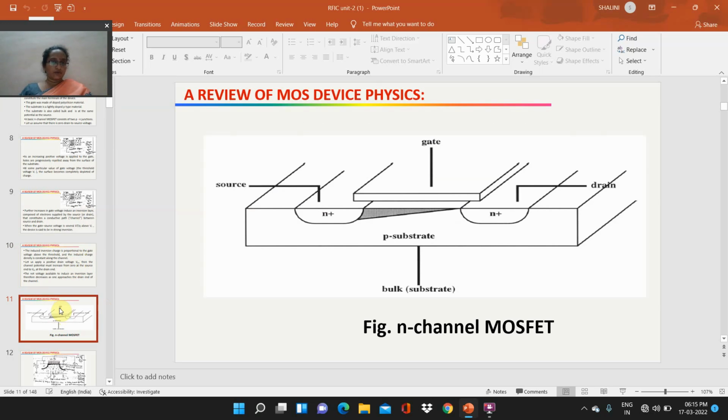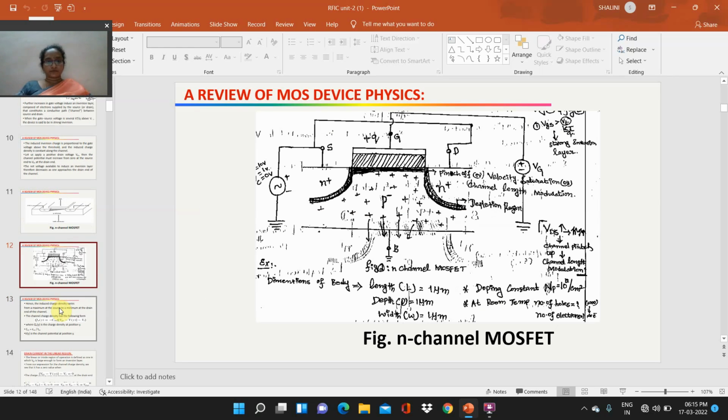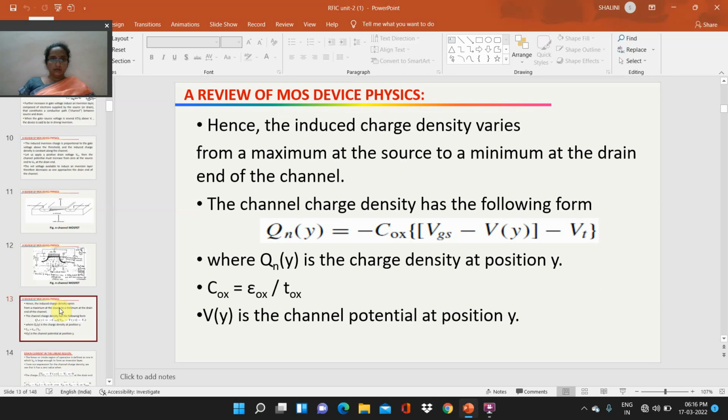This is the overview of MOS device physics. The structure of the n-channel MOSFET is like this. We have already known the operation of the n-channel MOSFET and also the description of the MOS device.